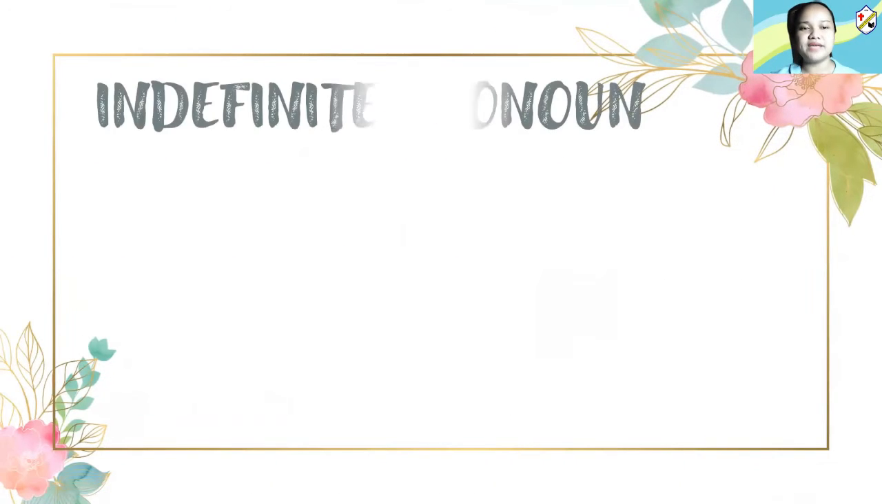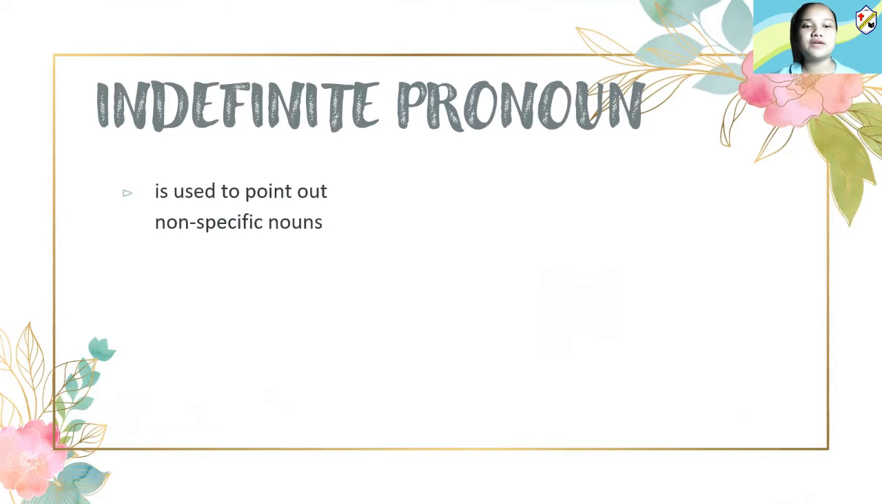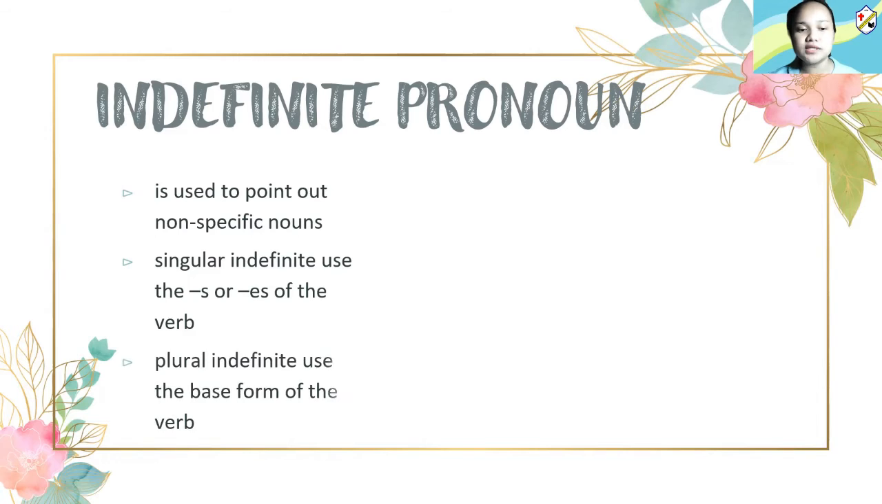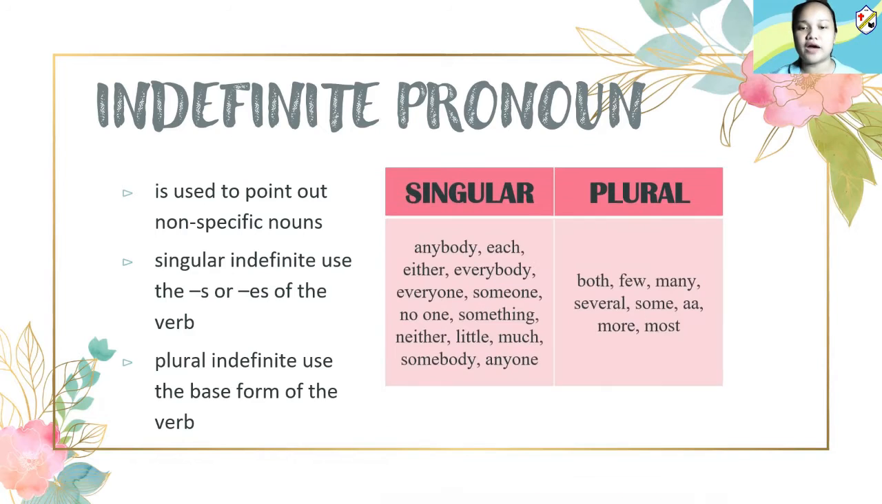Next pronoun would be the indefinite pronoun. Indefinite pronouns are used to point out non-specific nouns. When we use singular indefinite pronouns, we use the s or es form for the verb. If it is a plural indefinite pronoun, then we use the base form of the verb. So these are some of the singular and plural indefinite pronouns.